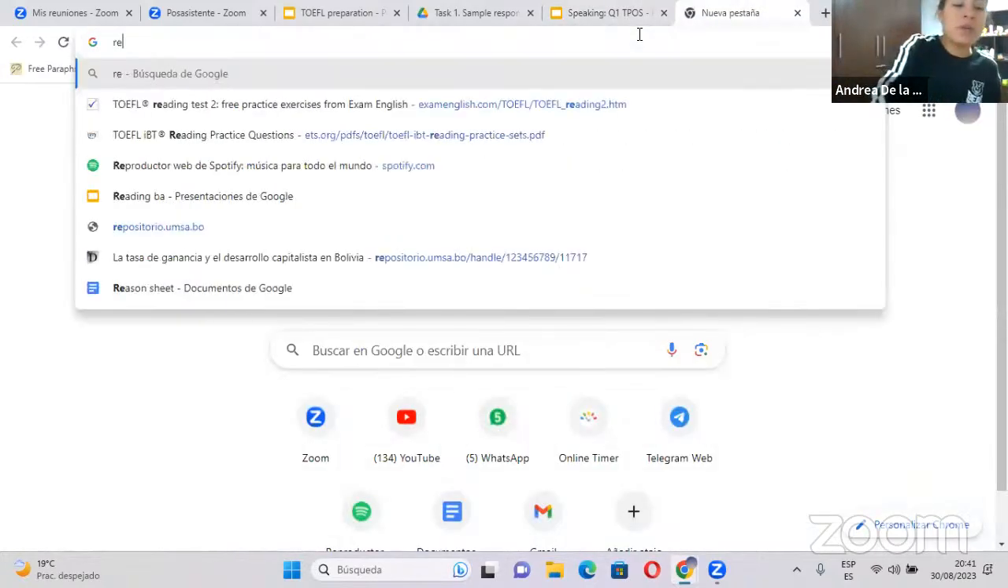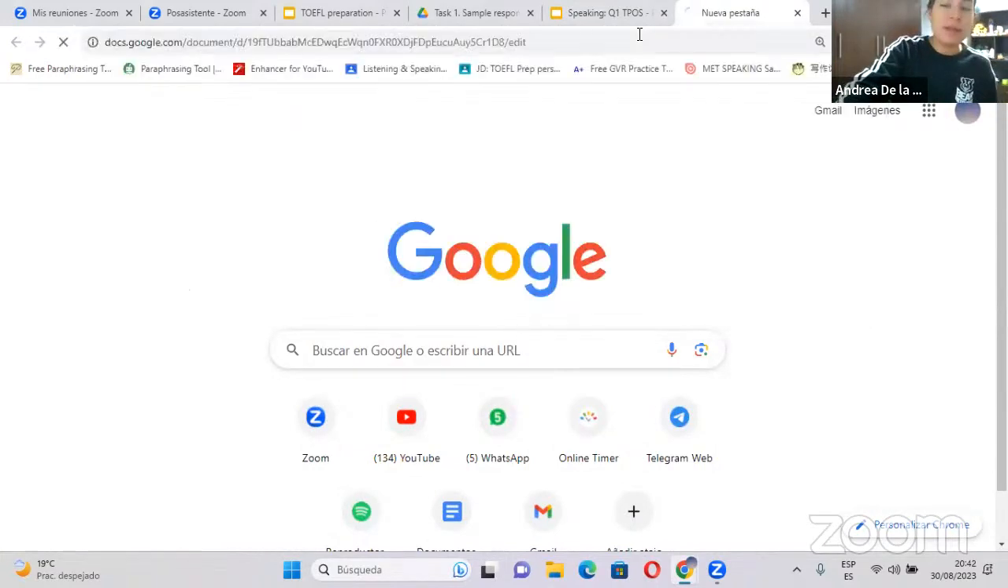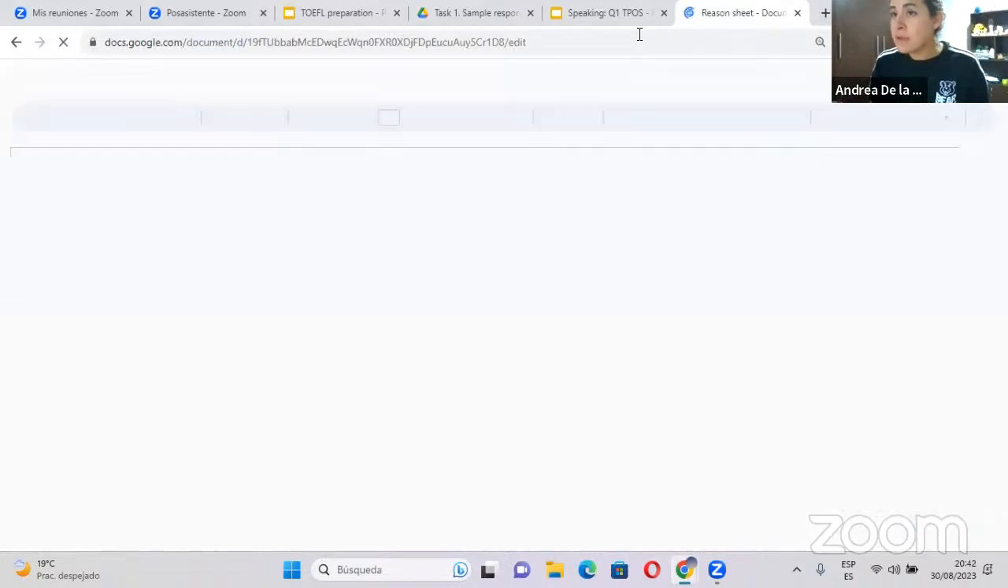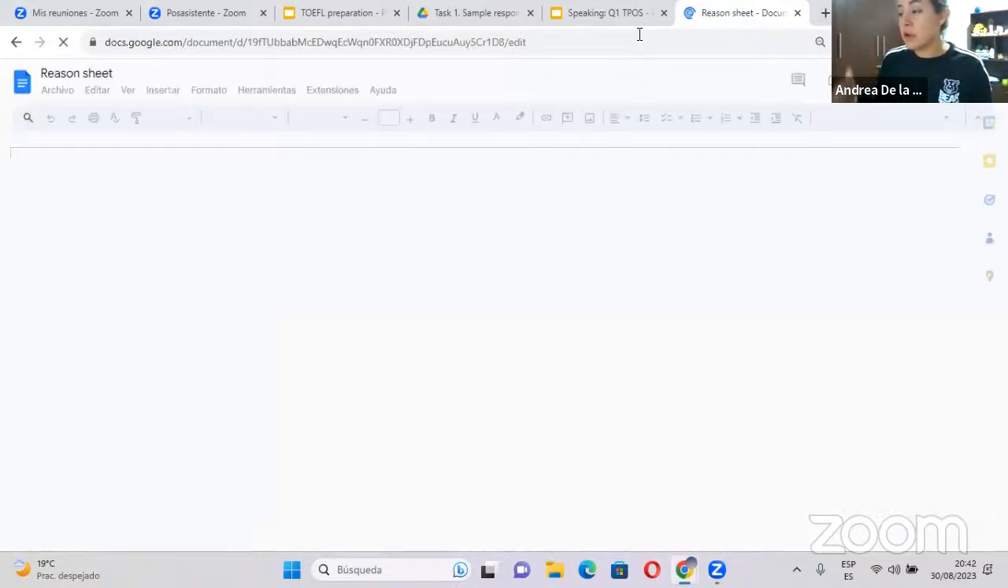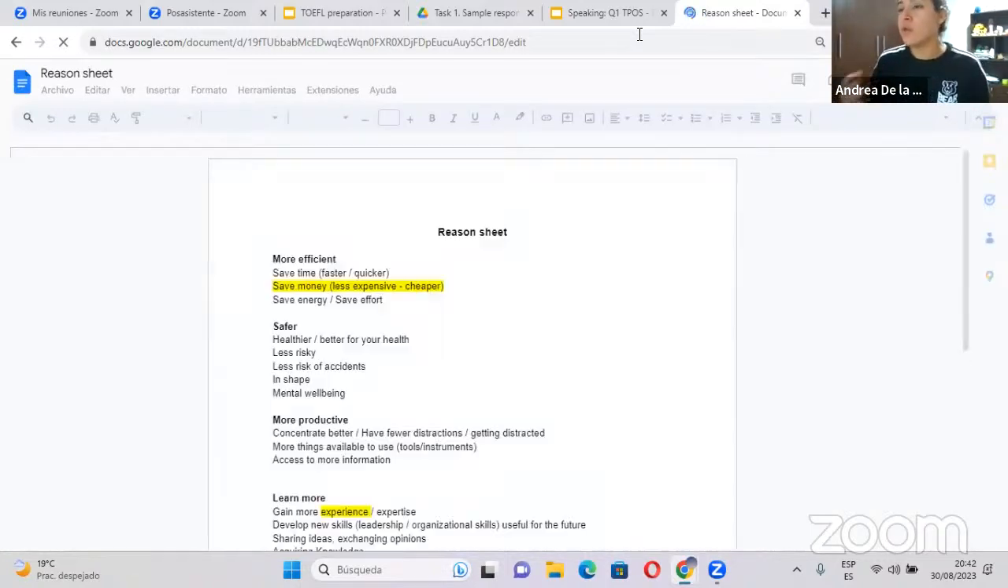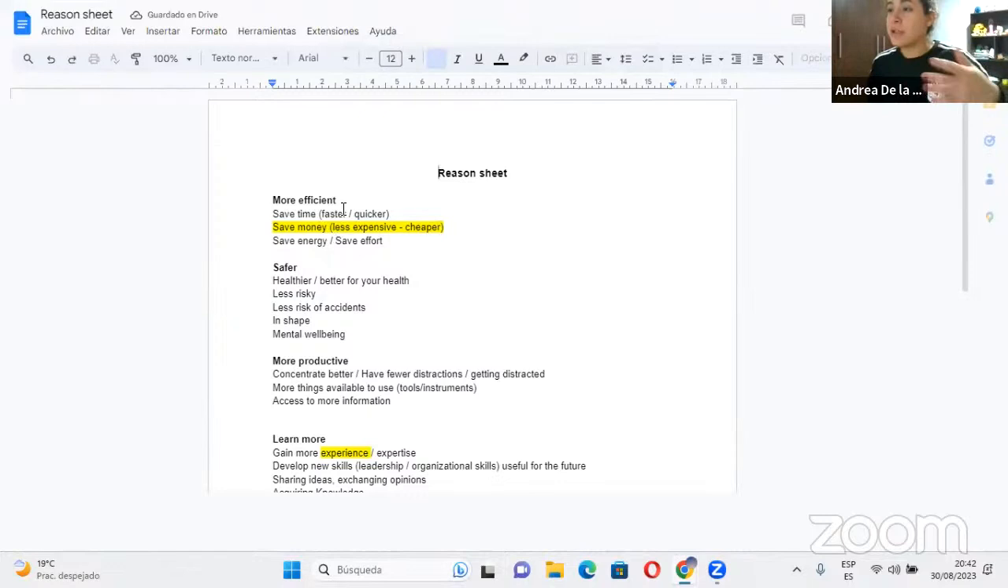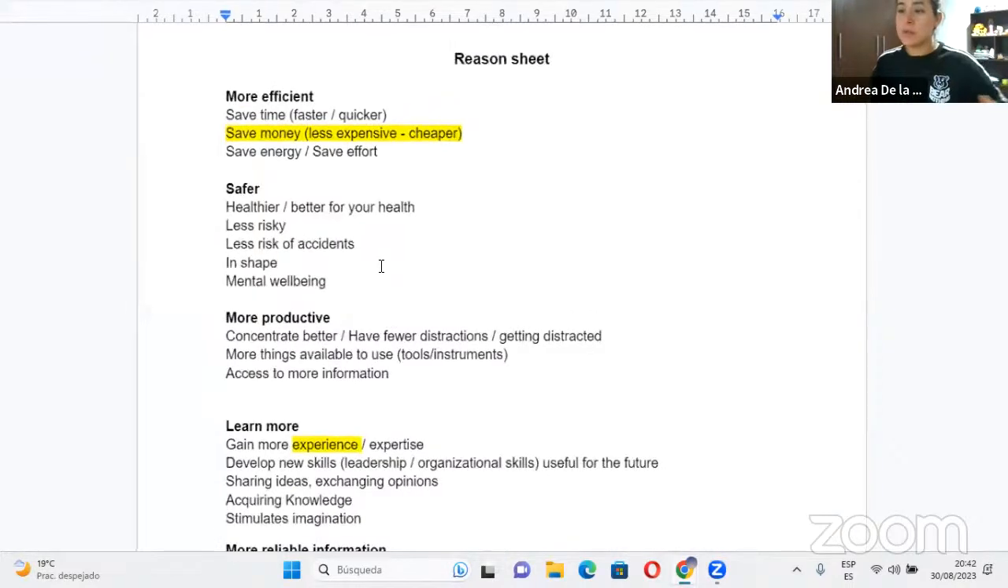Now, one tip that I'm going to share with you guys, and that I really recommend that you do, is that you create your own reason sheet. What is a reason sheet? A reason sheet is basically going to be a document where you are going to be writing down the reasons that you think you could use for more than one question. So whenever you're practicing and you're coming up with ideas as you go, write them down and put them all together in one document. For example, this was my reason sheet. I wanted to show it to you guys. So I thought about these reasons, and I think that you can always use them for many questions, not just for one specific question.